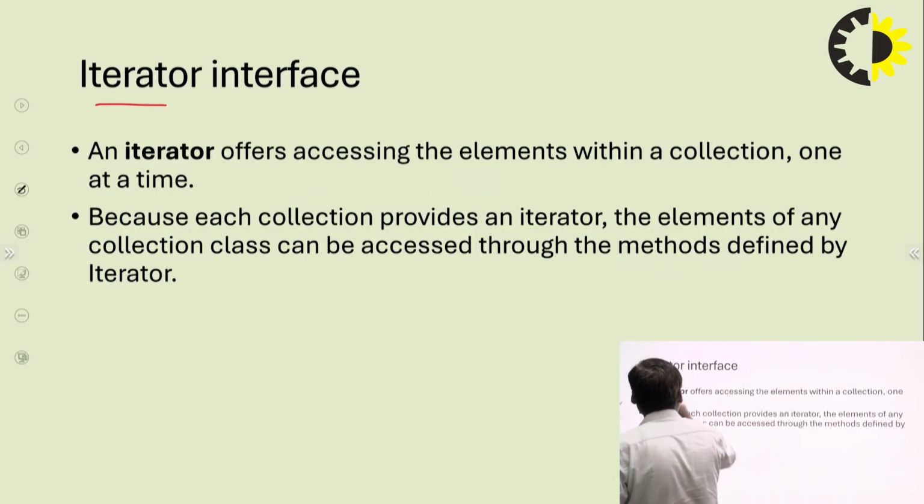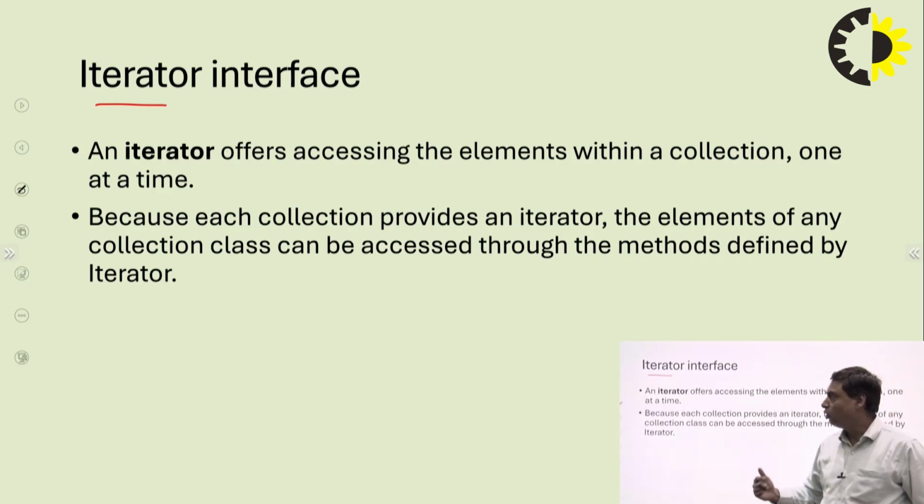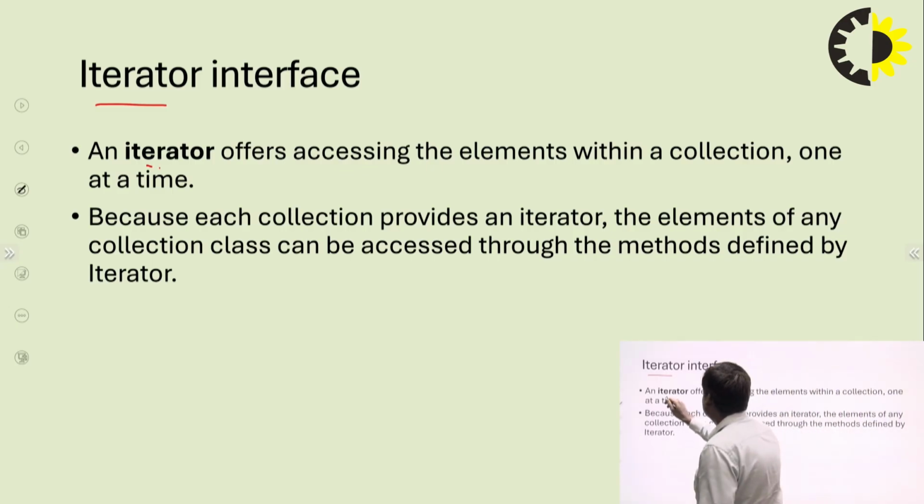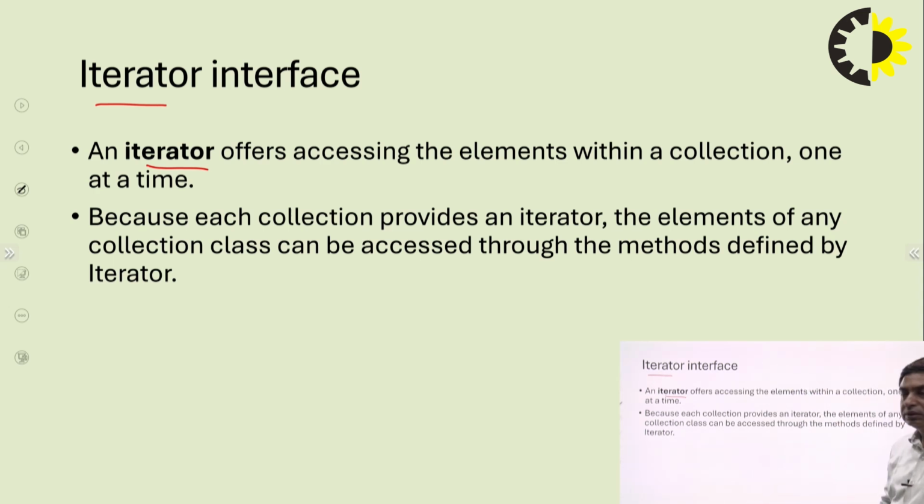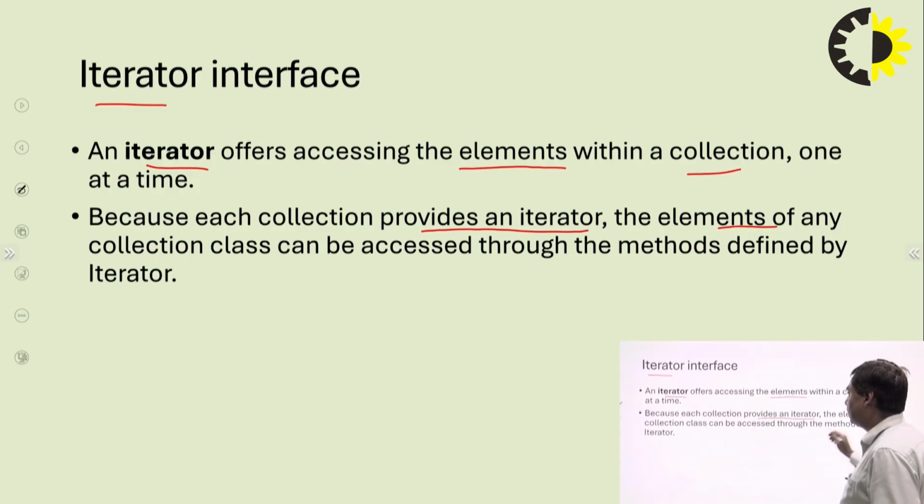Next is the iterator. Whenever we have a collection of objects, we need to move through each object one by one. For that purpose, we have an iterator. It is an interface and its job is to access the elements within a collection. Collection here means a set of objects. We are accessing each object of the collection one at a time.